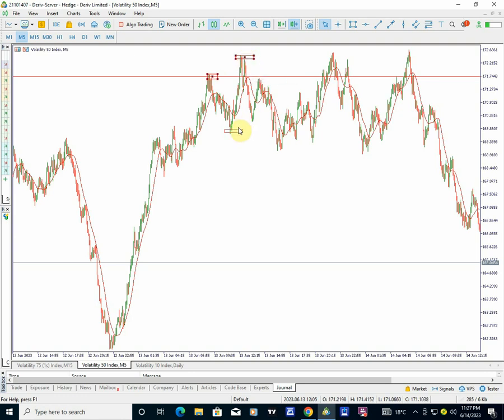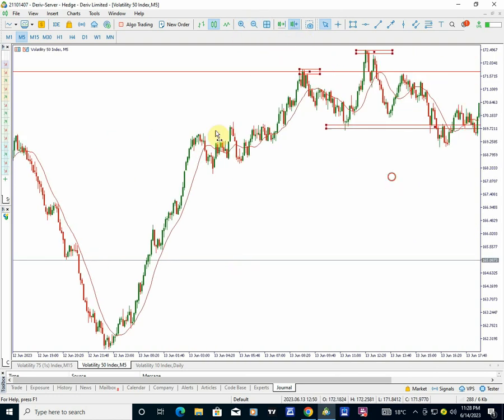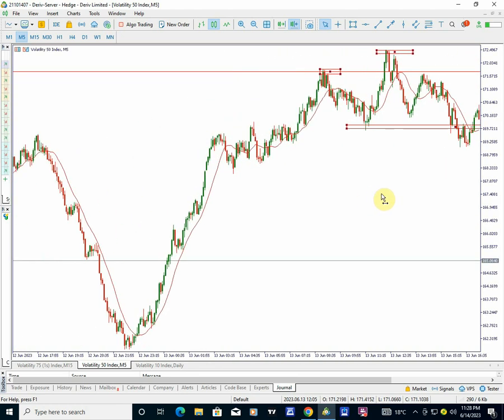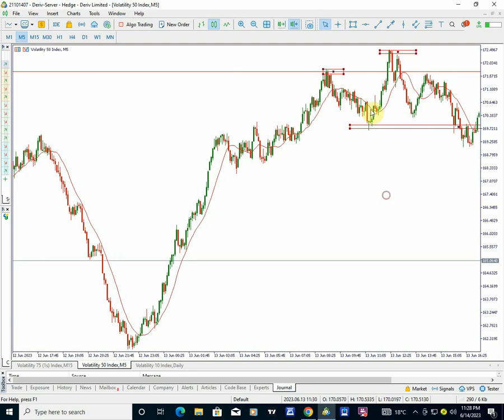So we want this low to be broken. What the market did, the market closed candlesticks below this low here. Now, after the market got right here, we are looking for a reason to enter a trade.